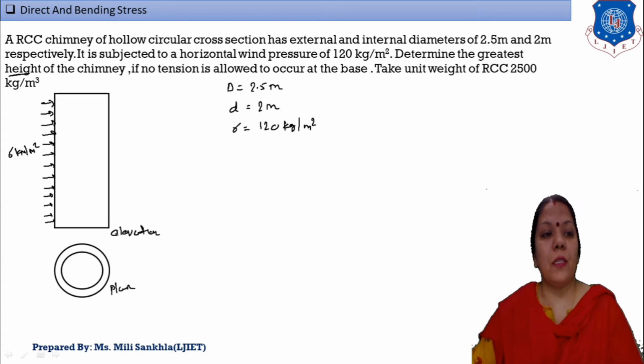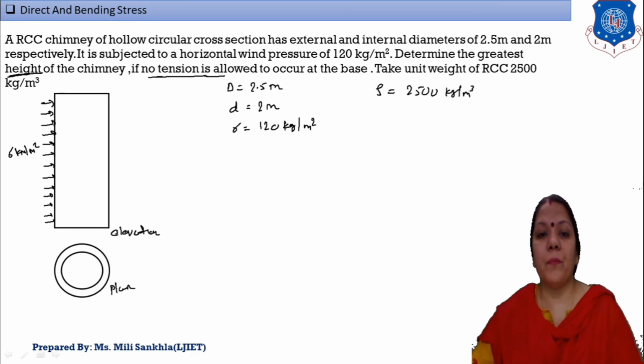Okay, here in this example we find the height of the chimney, if no tension is allowed to occur at the base, that means if the no-tension condition is required at the chimney, and for that condition we have to find the height of the chimney. And unit weight of RCC is also given right here. Unit weight of RCC, that means rho, is equal to 2500 kg per meter cube.